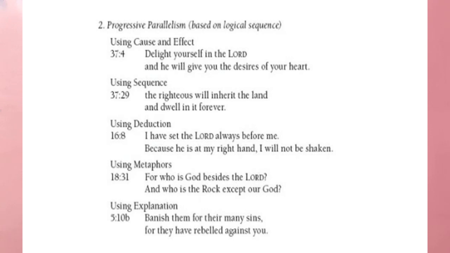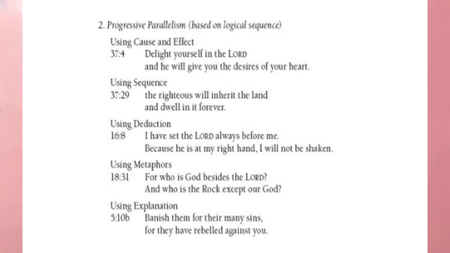Another prominent kind of parallelism used in biblical poetry is progressive parallelism, based on a logical sequence. That means one action's result will be in the next line. Here we have an example using cause and effect. Psalms 37 verse 4: Delight yourself in the Lord, and he will give you the desires of your heart. So the first line's result will be the second line, using cause and effect.